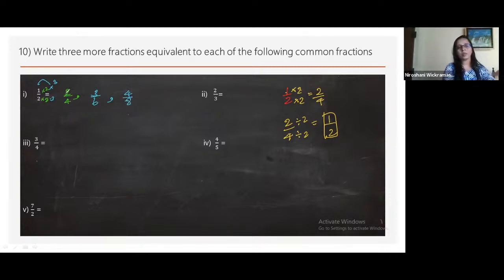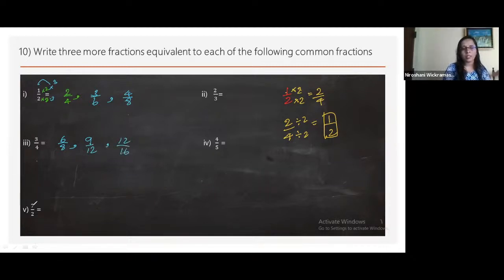So we can obtain 3 equivalent fractions. Now this one. This is by 2, this is by 2, 6 over 8. This is by 3, 3 times 3, 9, 3 times 4, 12. 9 over 12. This is by 4. 12 over 4 times 4, 16.